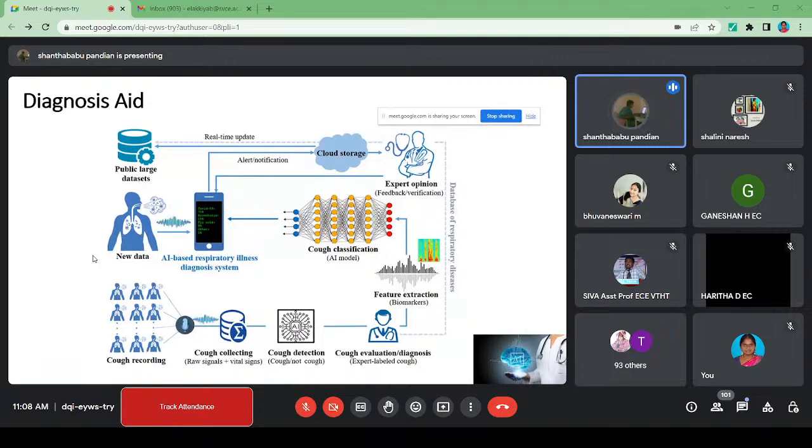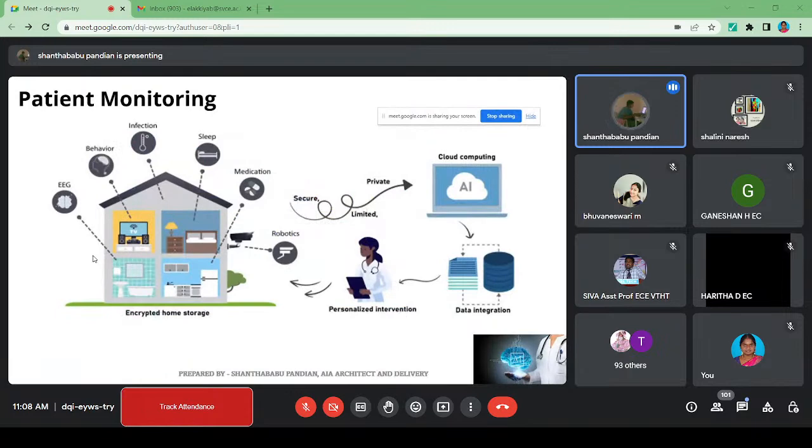Because of COVID, people have started innovating new things, but this specific solution can help with the next level problem statement as well, a solution for next level problems as well. And this one is patient monitoring.